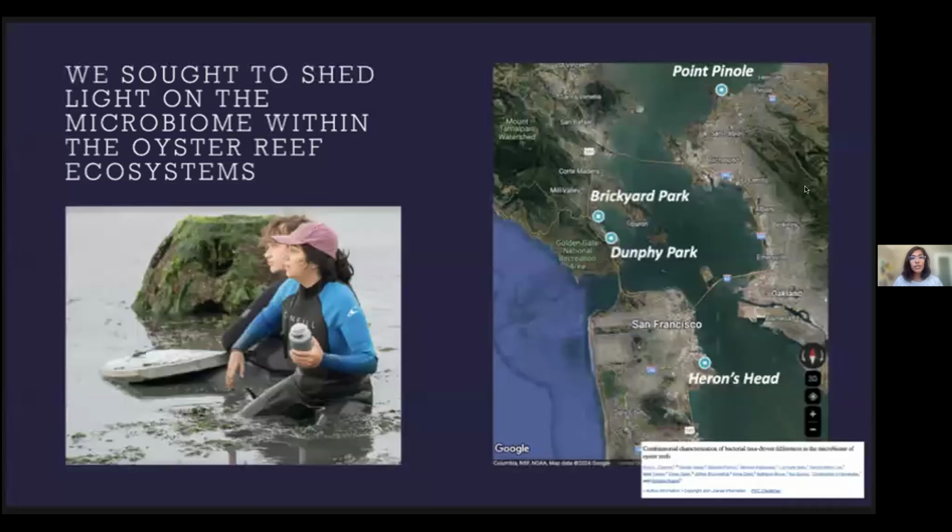So the native oyster that we have here is called, oh, sorry, are you able to see? Are you able to see my screen on the map? Because I think I lost it for a minute, but it should be back now.